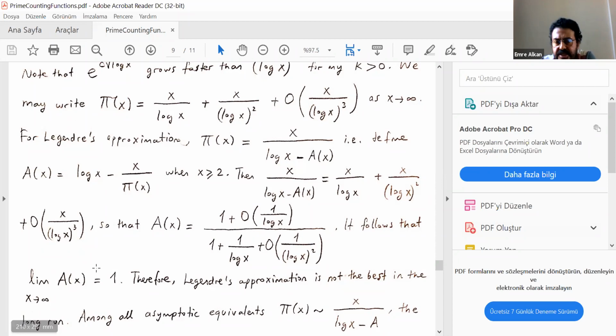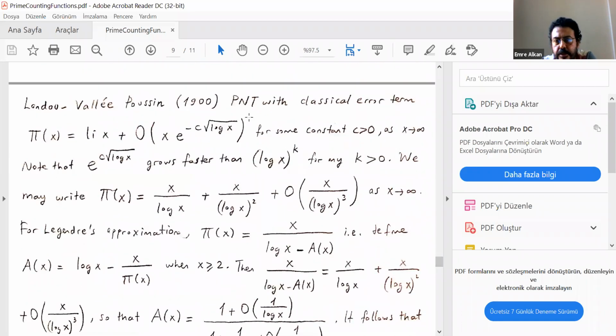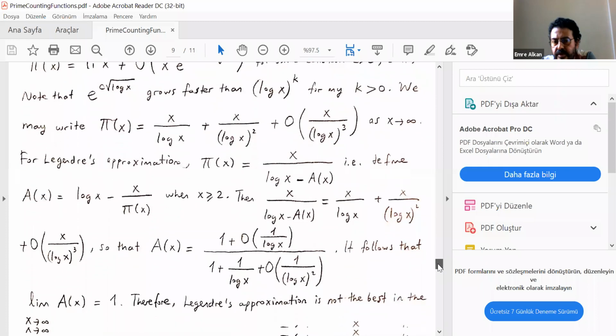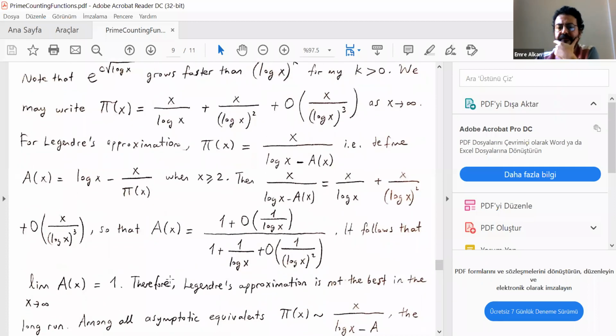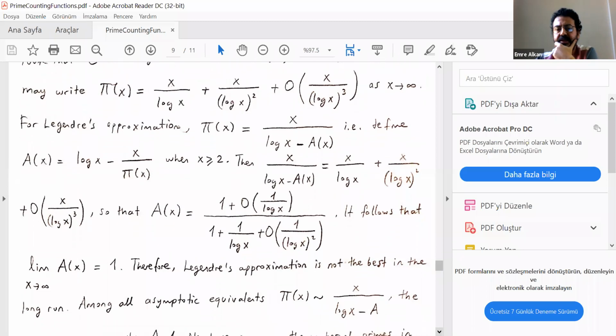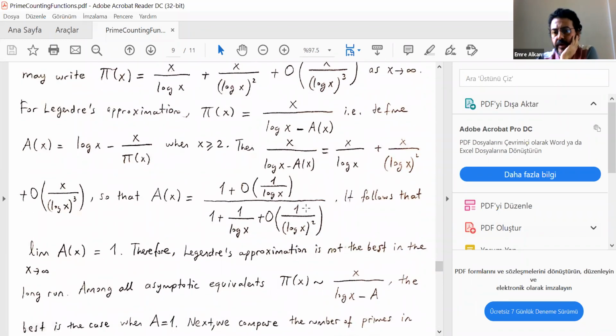But what allowed us to get this conclusion is the secondary term here, and that was possible because of this new form of the prime number theorem. If you don't have the secondary term, you can't get it only with the first term. So there are interesting things going on. We have an improvement. We can definitely see that Legendre's approximation is not the best in the long run, because in the long run the correction term should approach 1. That's what we see from the theory now.